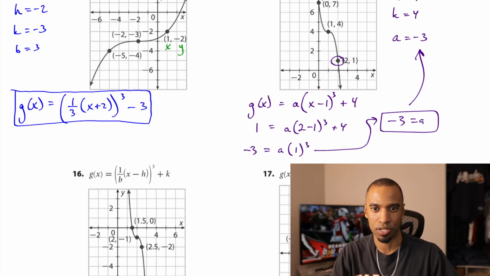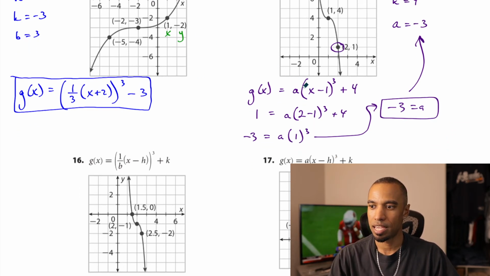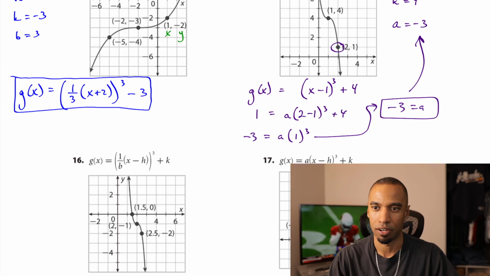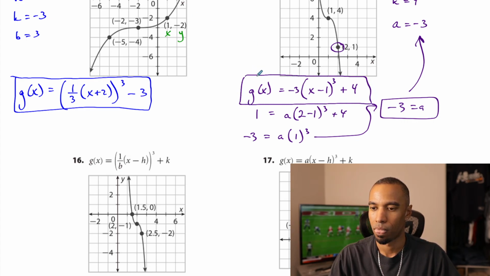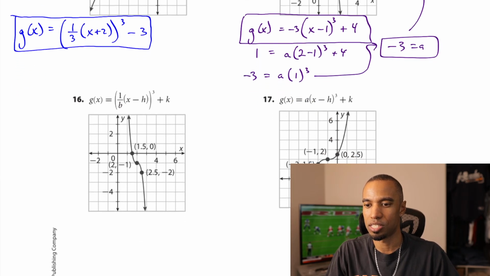There's something with a fraction, and it's just not as fun. But anyway, a is negative 3. We substitute negative 3 into here, and we are good. That is our equation that graphed that. All right, 2 more, numbers 16 and 17.